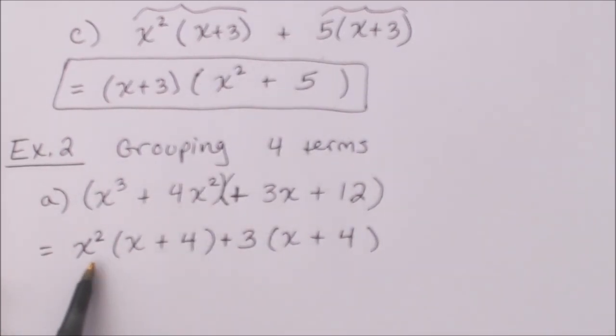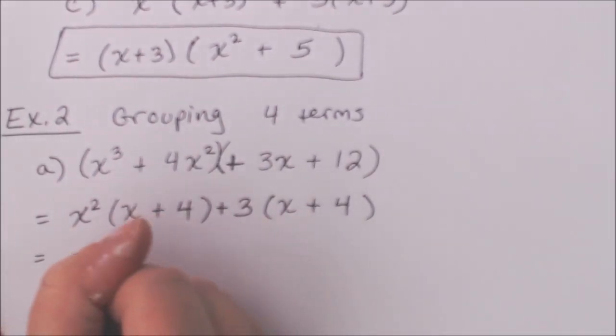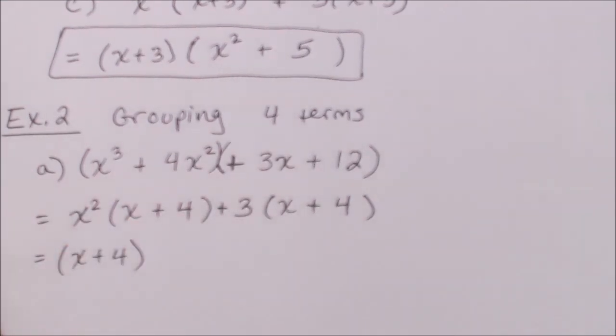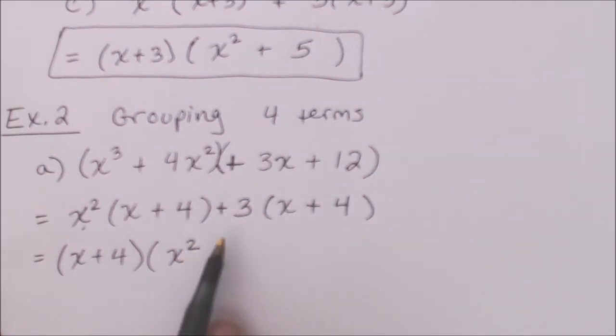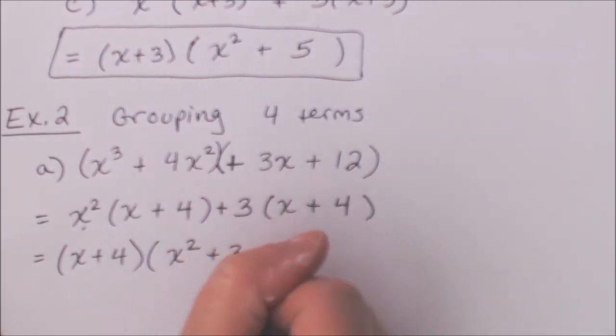This time we've got two terms, so this x squared times x plus 4 is one term, and then the 3 times x plus 4 is another term, and they have x plus 4 in common. So I'm going to take out now x plus 4, and then I'm going to open up another set of parentheses. The first term is missing x squared, and the second term is missing a positive 3.